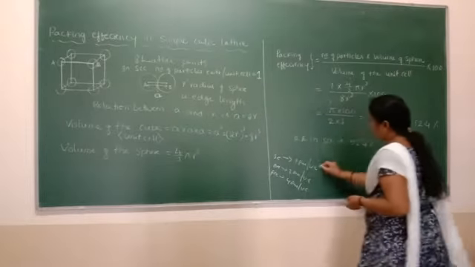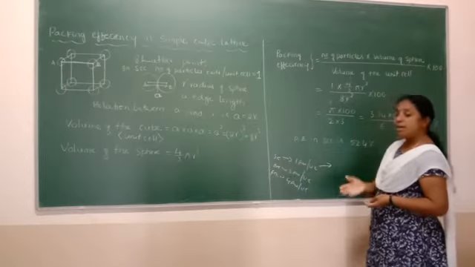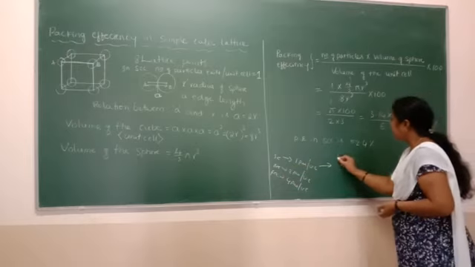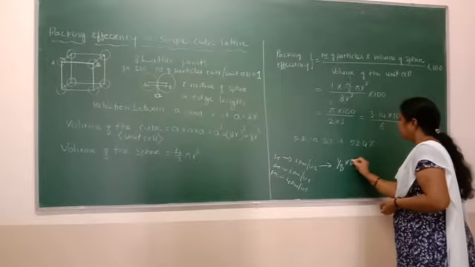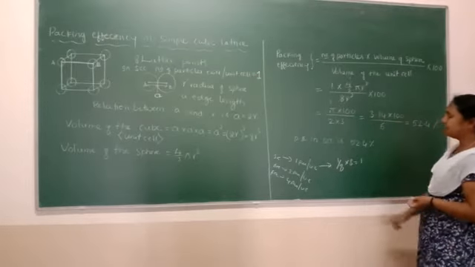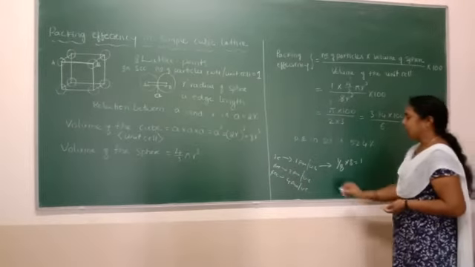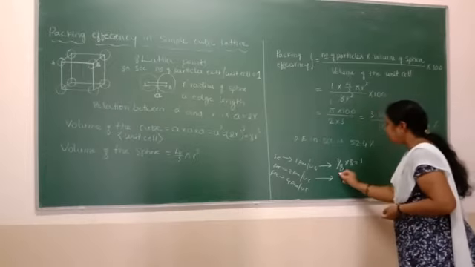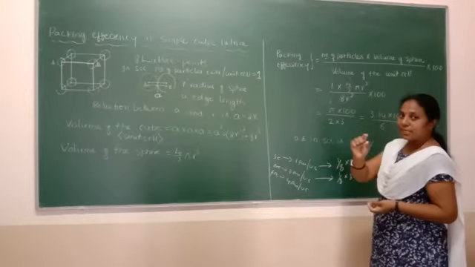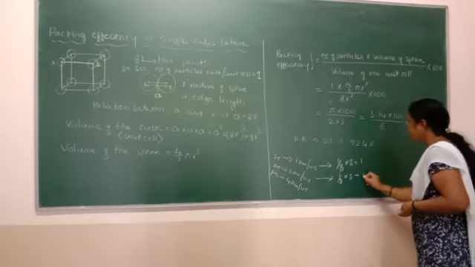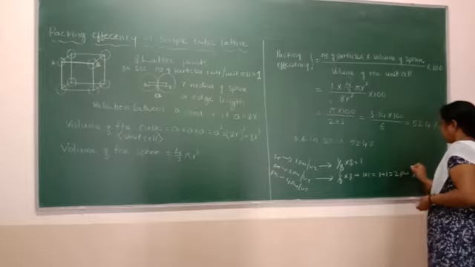How can we calculate the number of particles per unit cell in simple cubic, BCC and FCC? You have already learned, but once again I will say how we get this. 1 by 8 into 8 is equal to 1 particle per unit cell in simple cubic, because only the corner particles are there, which is 8. In BCC, along with these corner particles, 1 by 8 into 8, there is one particle exactly at the center of the unit cell. So 1 plus 1, total is 2 particles per unit cell.